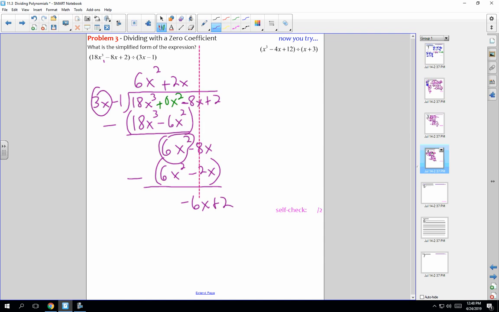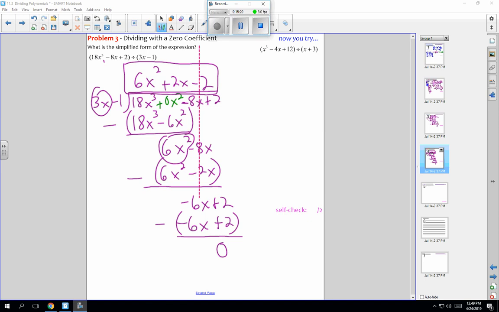We're almost done. So 3x into negative 6x is negative 2. And then distribute the negative 2. So we get negative 6x plus 2, and then subtract. And conveniently on this one, there's also no remainder. That's kind of nice. There's a 0 remainder, so your final answer is this.